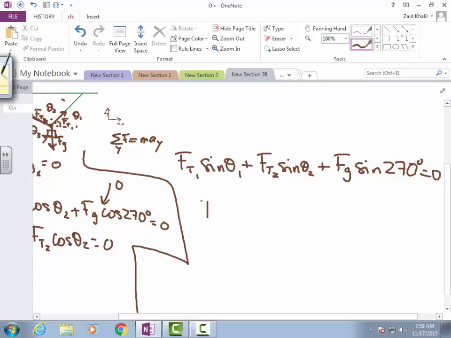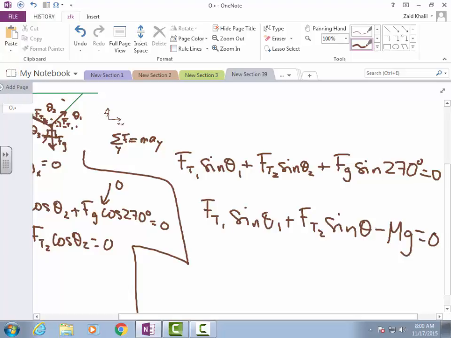And so therefore we have ft1 sine of theta 1 plus ft2 sine of theta 2, minus mg equals 0. Notice what I get, minus mg? Sine 270 is negative 1. Be careful, it's a negative 1. What is Fg? Fg is mg. Don't forget that. I know we have no memory.